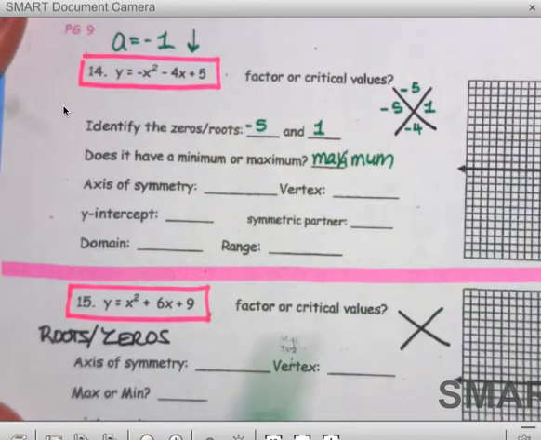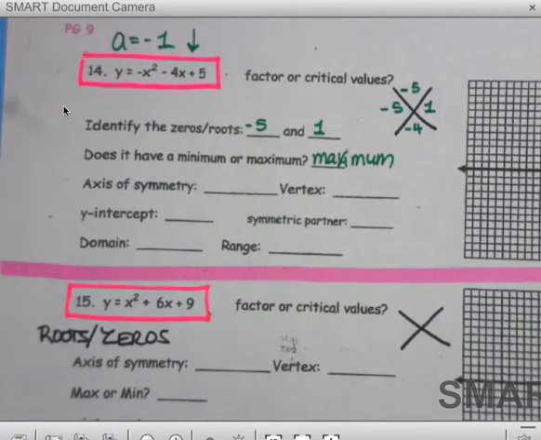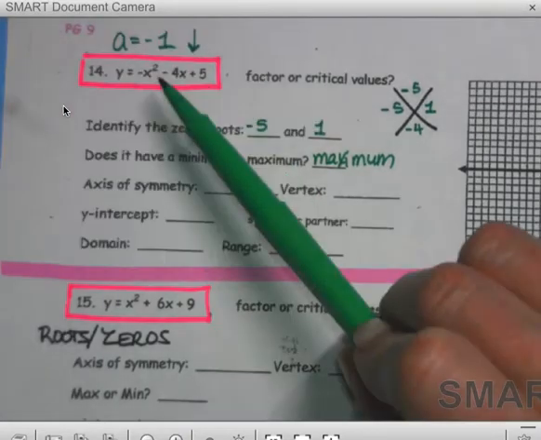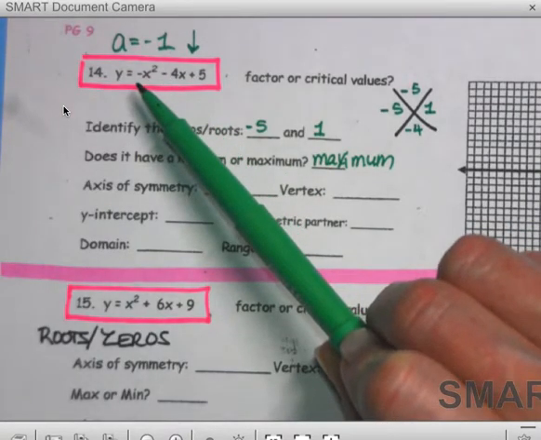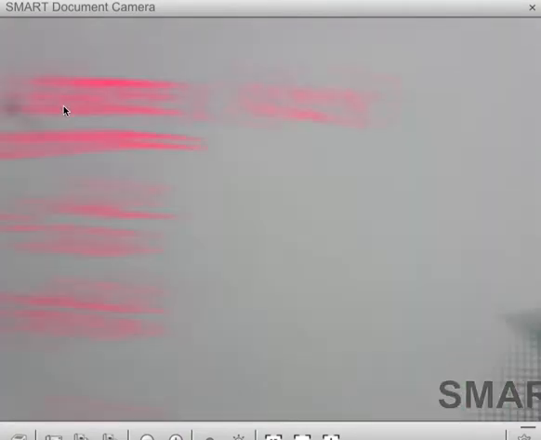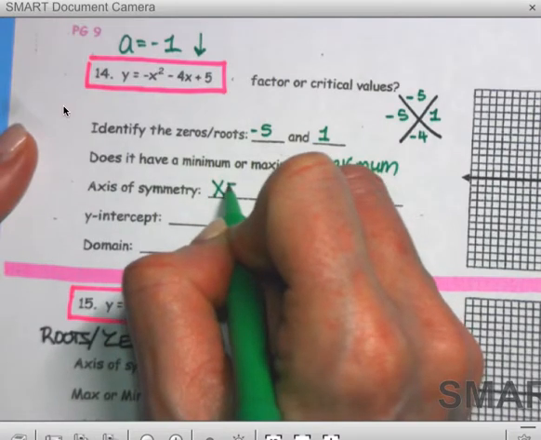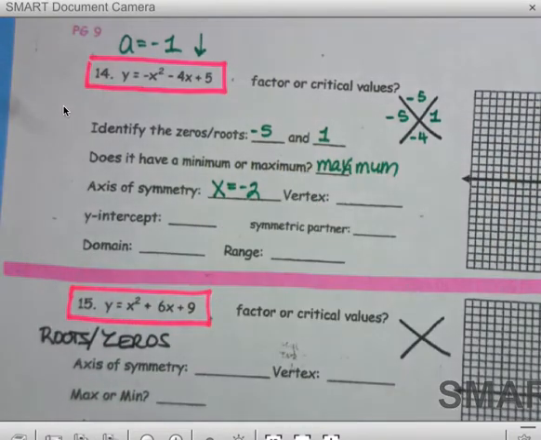The axis of symmetry, I'm not going to waste time calculating a formula on a video. You all can do that on your own. B is -4 and A is -1. So when I evaluate that in my formula, I'm going to end up with -2. So the axis of symmetry is the equation of the vertical line x equals -2.